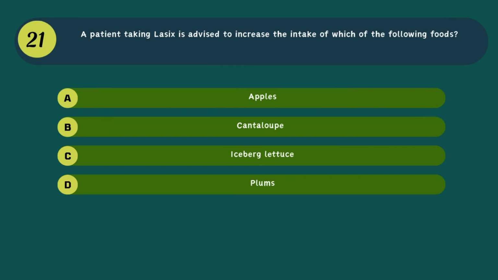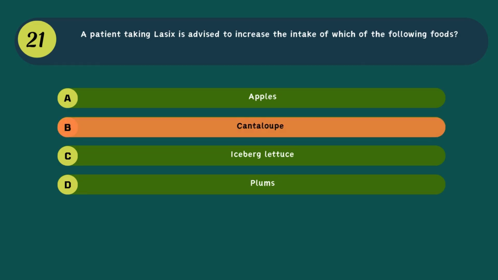Question 21. A patient taking Lasix is advised to increase the intake of which of the following foods? A. Apples. B. Cantaloupe. C. Iceberg lettuce. D. Plums. Correct answer: B. Cantaloupe.